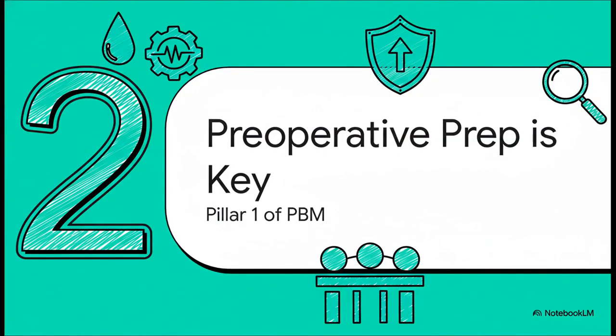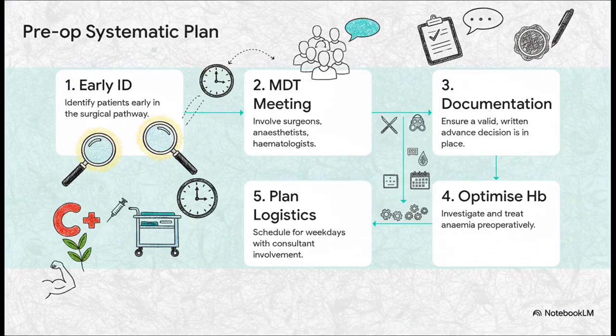So let's see how those principles translate into preoperative care. This is where really thorough preparation becomes the cornerstone of a safe outcome. This whole phase is what we call the first pillar of patient blood management. You're optimizing the patient before they even get to the operating theater. You've got to have a system, right? And it breaks down pretty neatly into these 5 key steps.